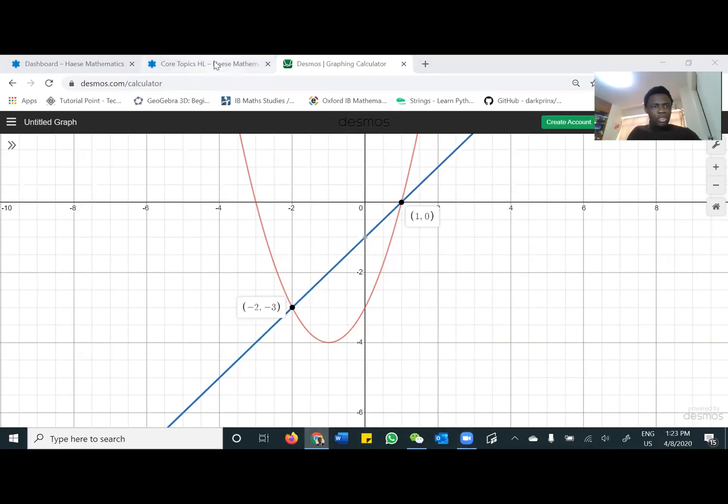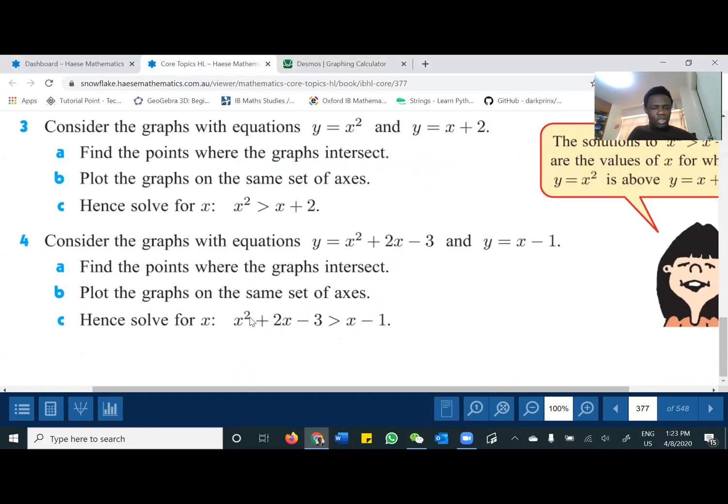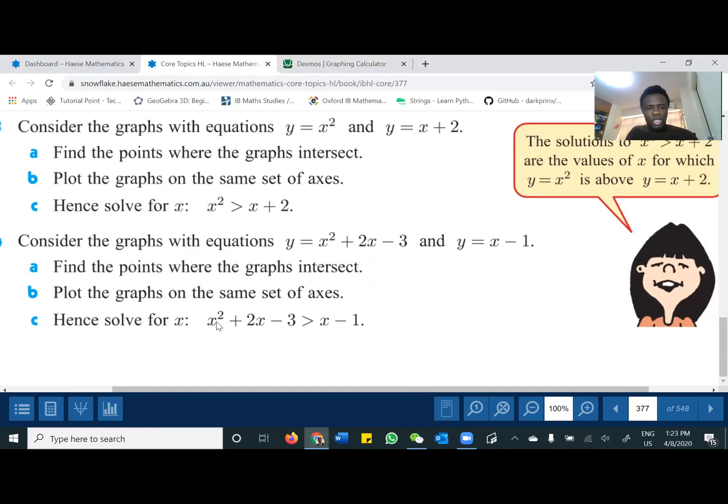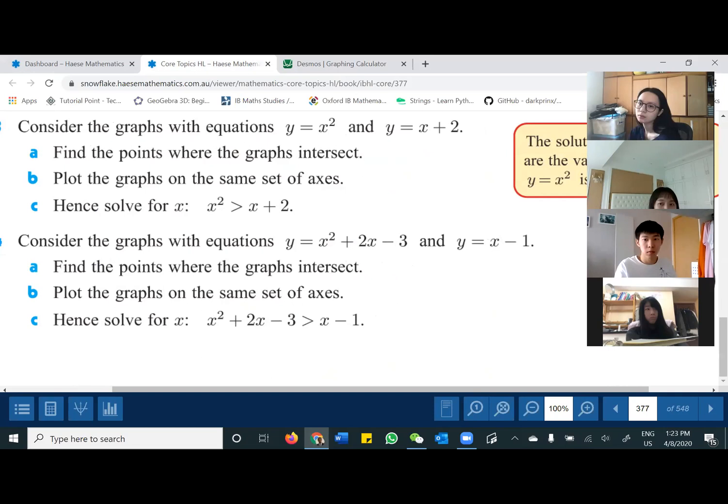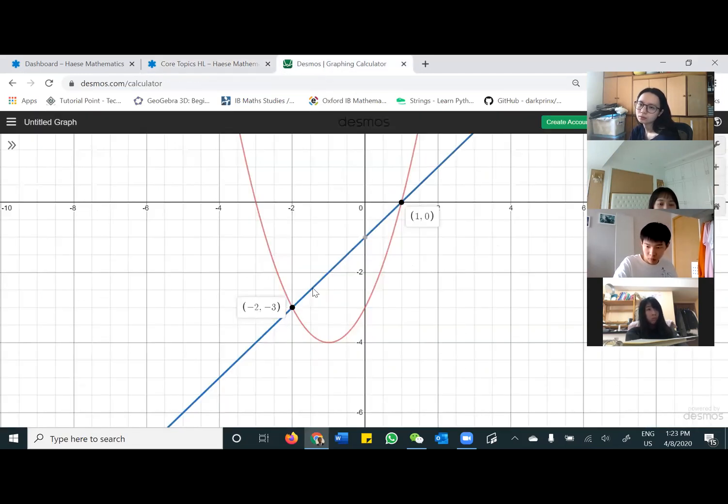The last question says, hence solve x squared plus 2x minus 3 greater than x minus 1. It says find the range of values for which this quadratic is above the linear. Everybody, please, do you understand? This quadratic is above the linear. That's what it means. Look at it.